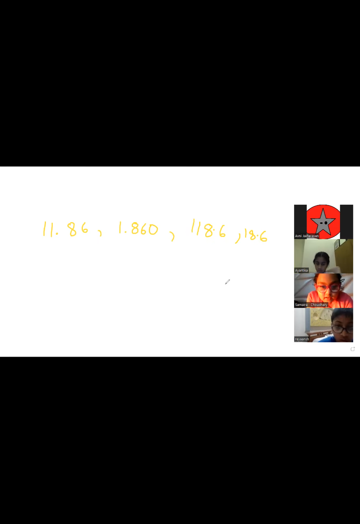Type it in the chat box, Samaira. Convert it into decimal and give it. If you get in the habit of converting into decimals, what will become easy is when you are adding and subtracting, right? Which is my next explanation. Okay. Now I'm waiting for Reyansh and waiting for Samaira. Okay. Reyansh and Ayantika, can you check each other's work?